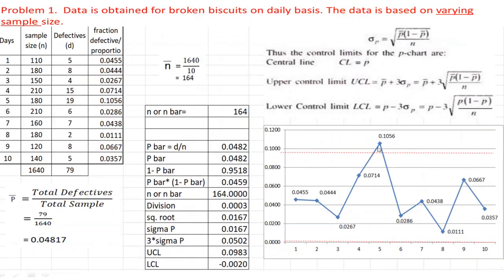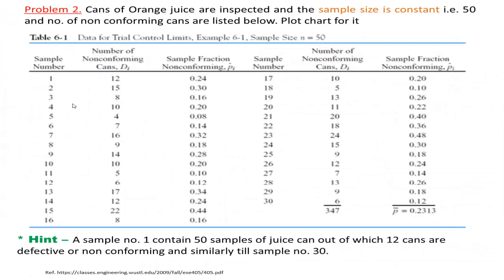This was obtained during day 5, where 19 defective cartons were observed. The cause is identified and eliminated. Here we have to take proper precautions and give proper instructions to operators while packing the biscuits, and so on. Next, second problem.